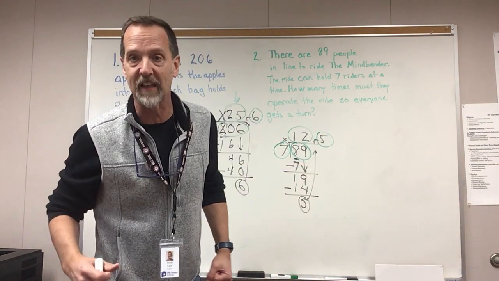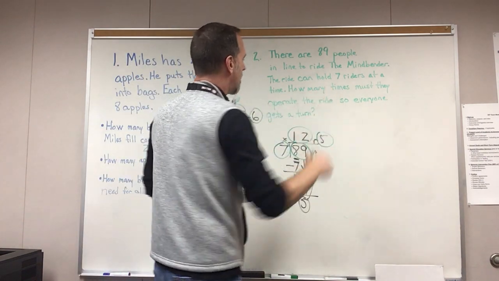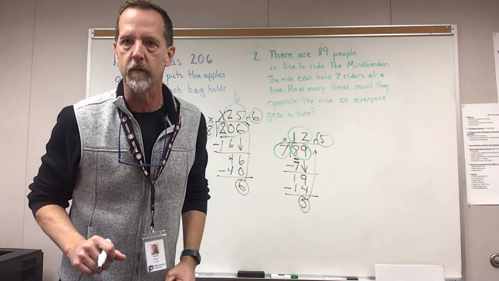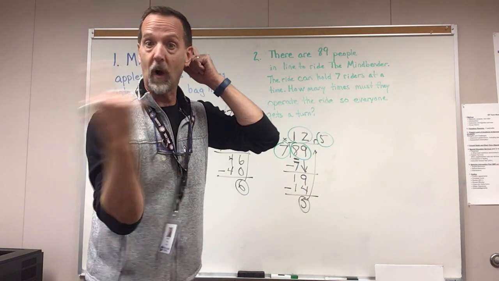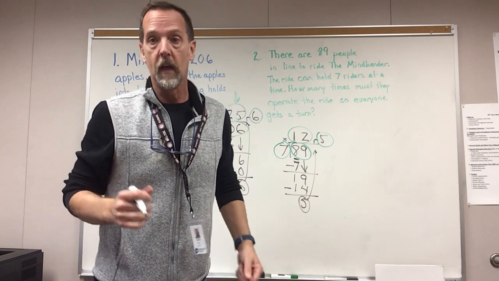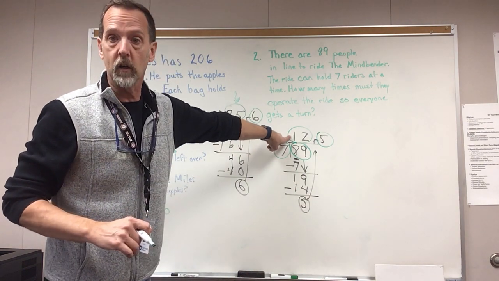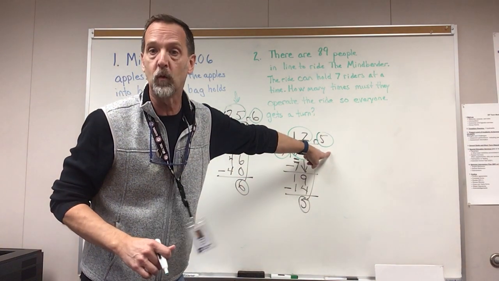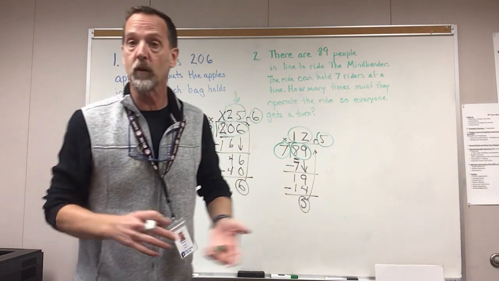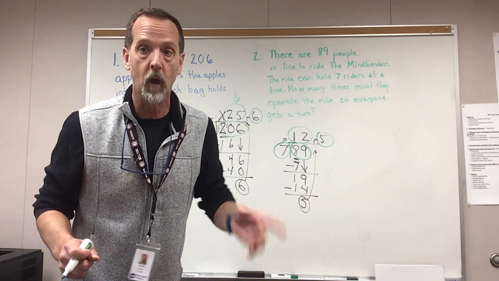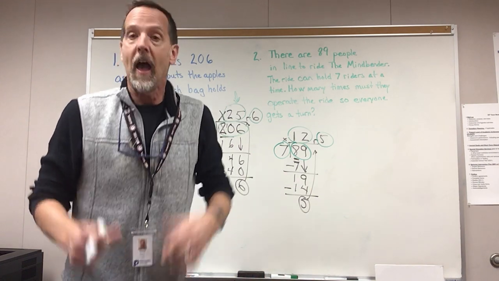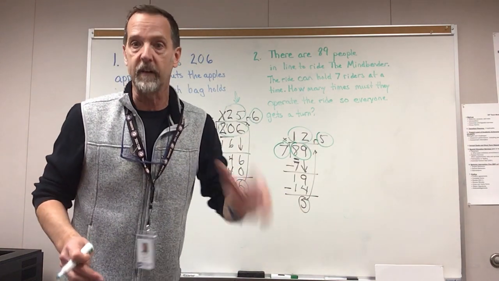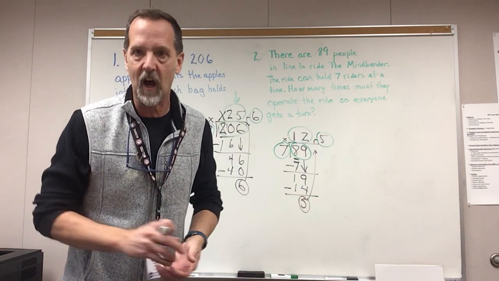Now let's look what the question is asking. How many times must they operate the ride so everyone gets a turn? How many times do they have to do the ride so that everybody goes? Did everybody go in the 12 turns? When it was full, did everybody get a turn? No, we still had 5 people left, didn't we? So they're going to have to operate the ride how many more times? Once, right? How many people can go on the ride at one time? 7. How many people do we have left in the line? 5. They can all go on that last time.